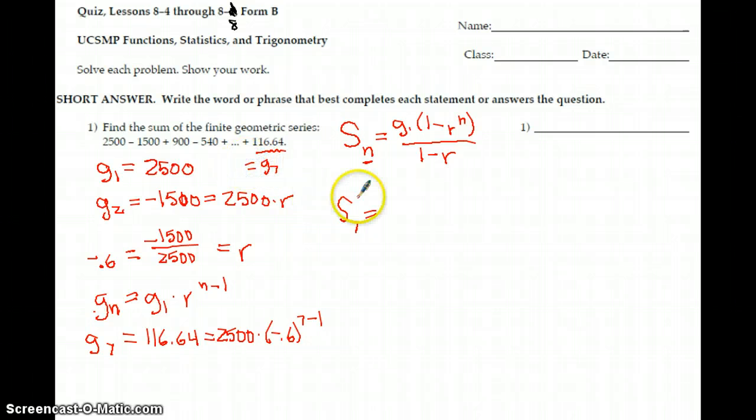Okay, so S sub 7 here is g sub 1 times 1 minus negative 0.6, I've got to be careful on the calculator how I do that, to the 7th power now. Now notice that is different than this in the explicit formula. That was different in the formulas in the first place. Over 1 minus negative 0.6, which is 1.6. So this is, you know what, I like to do this on the calculator step by step. Let me show you how.